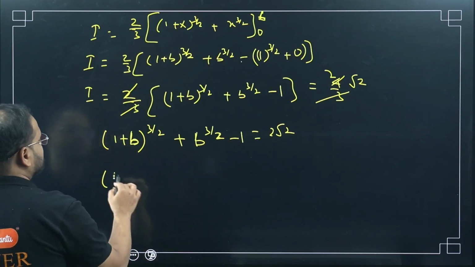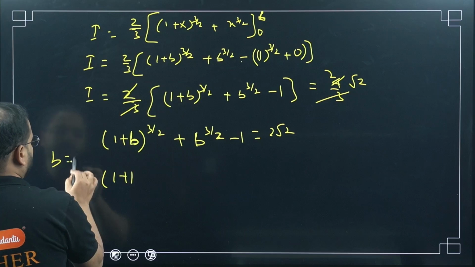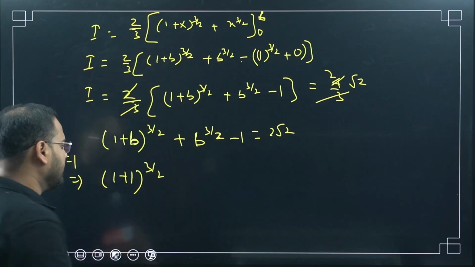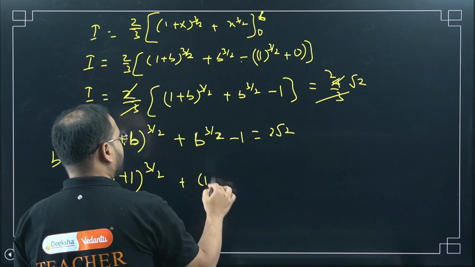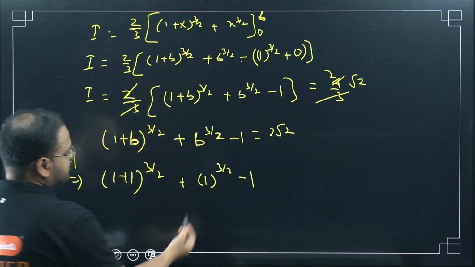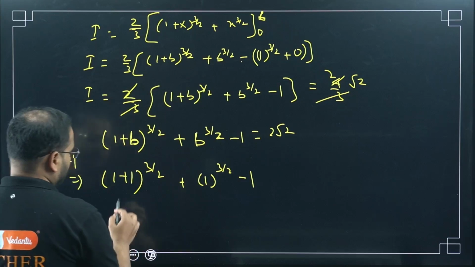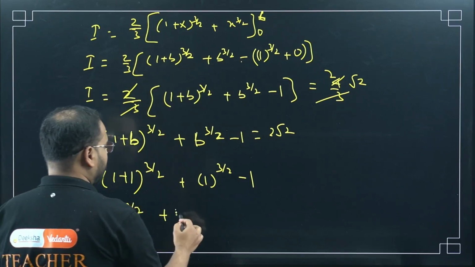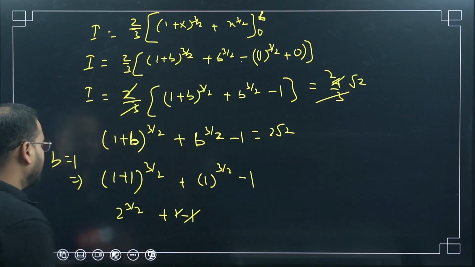So I get what? I am putting b equal to 1 over here. 1 plus 1 power 3 by 2, what is this? 1 to the power 3 by 2 minus 1. How much is that? In the LHS, please check. This is going to be simply 2 power 3 by 2, okay. And this is simply 1 minus 1. How much is that? Cancelled.